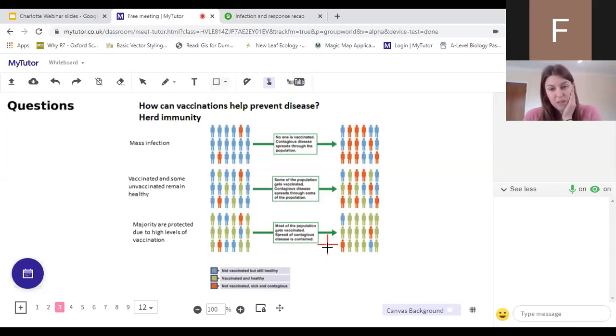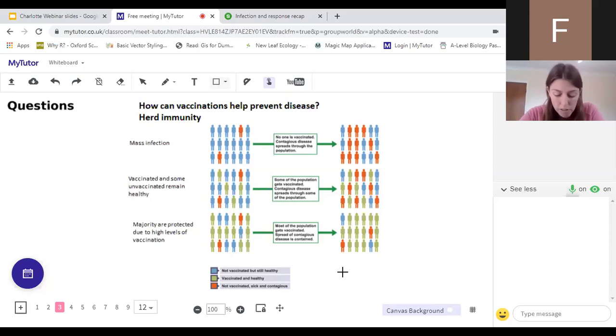Why would they not be vaccinated if they could be? Why would we not take a vaccination? So there are some people that have underlying health conditions that mean that they can't be vaccinated against a disease. And so that means that they rely on the other people who can be vaccinated to provide a shield to them for anyone who has caught the disease. So that's how herd immunity works.